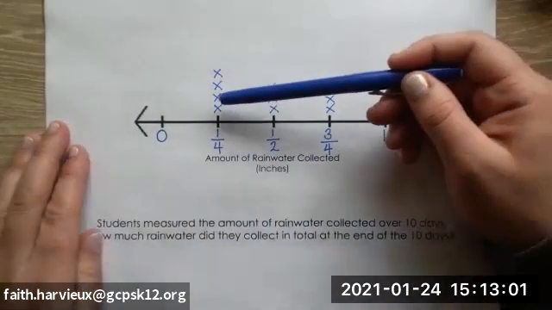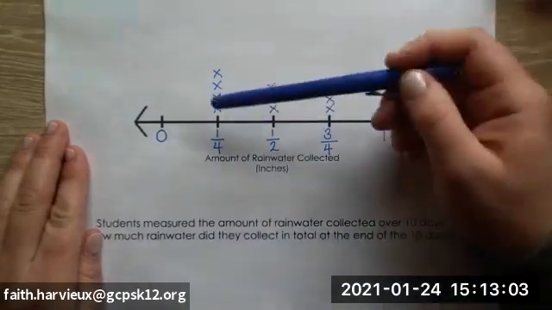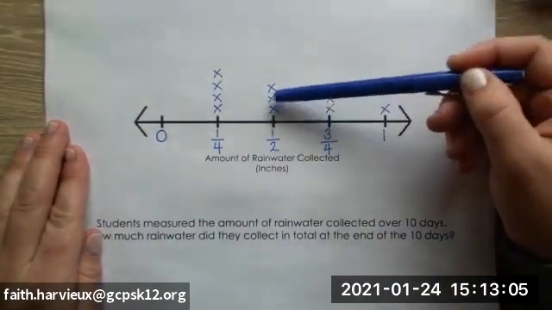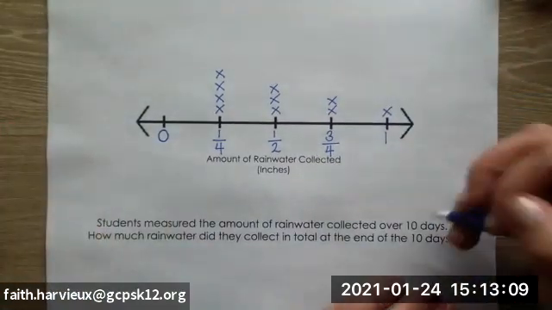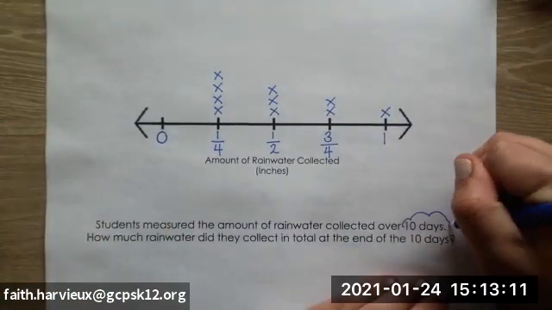I see here that I have a total of 10 X's. 1, 2, 3, 4, 5, 6, 7, 8, 9, 10. Well, this makes sense because they were talking about 10 days.